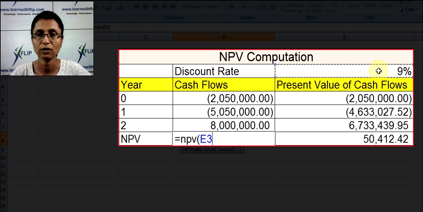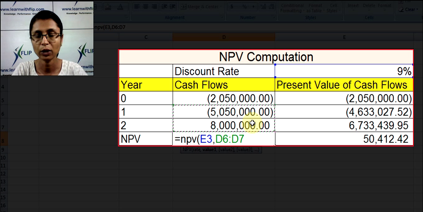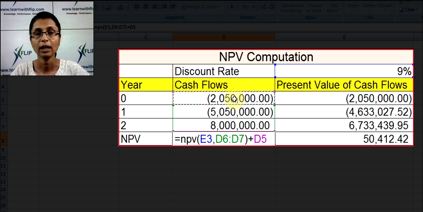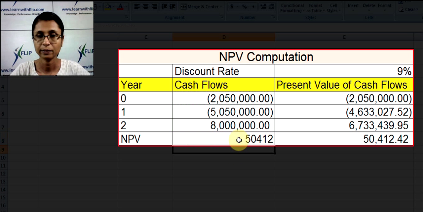So in this case, we've done 9% and we want value 1, value 2. What are these values? These are the future values. Okay. So I'm just taking the future values within the NPV function. What happens to this cash flow which is already in the present? We add it outside of the NPV function. We do add it, but we're not present valuing it. And there we go. We've straight away got the NPV.